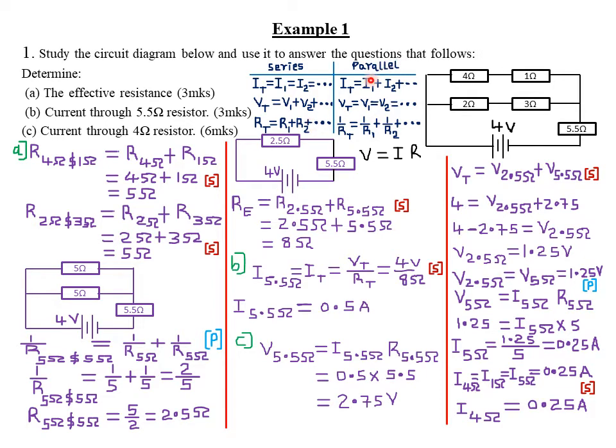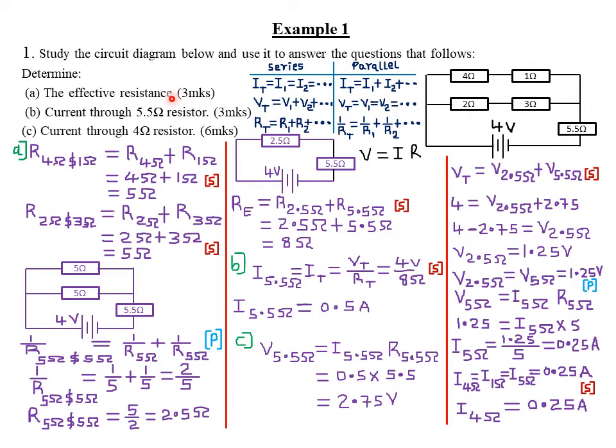Then in parallel connection, total current must be equal to the sum of the current through each resistor. Total voltage must be equal to the voltage across each component. Then the reciprocal of the effective resistance or total resistance must be equal to the sum of the reciprocals of the individual resistors. You also remember Ohm's law, that voltage is equal to the product of current and resistance. So part A, they want us to find the effective resistance.